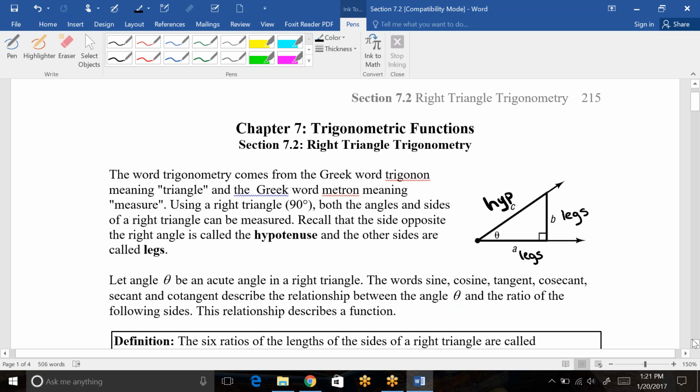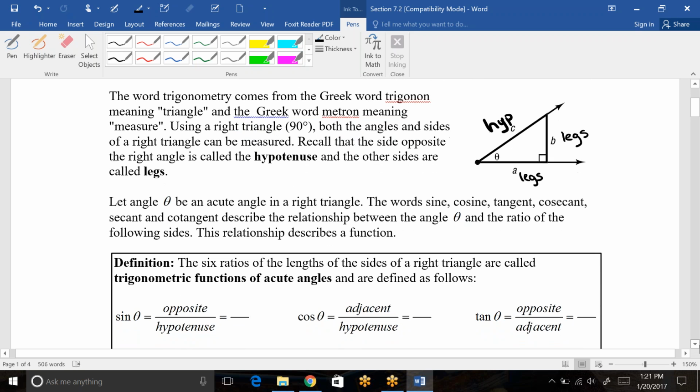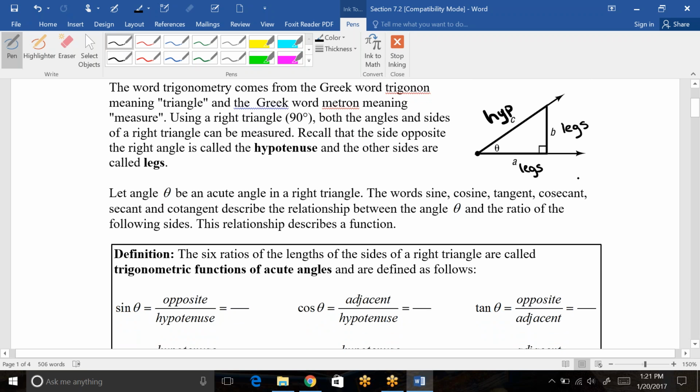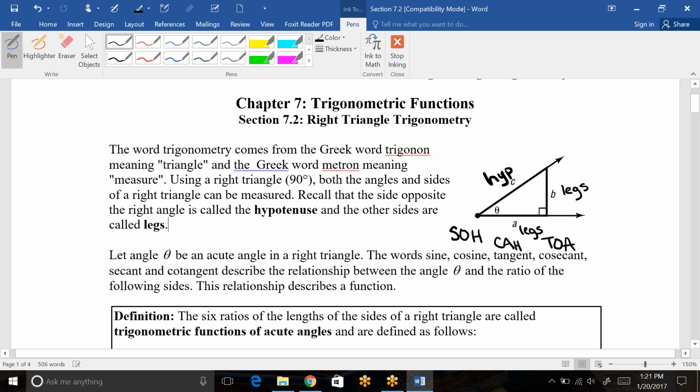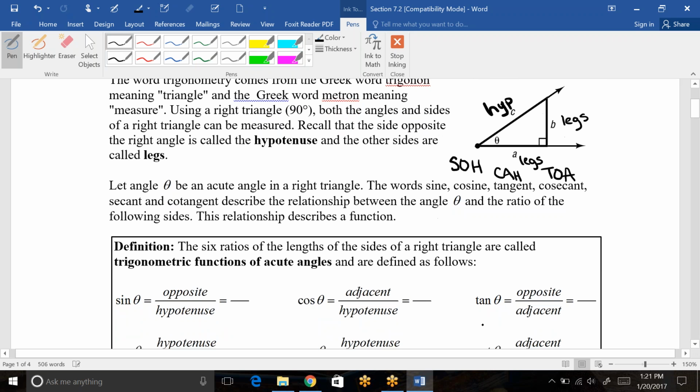Then the words sine, cosine, tangent, cosecant, secant, and cotangent will describe relationships between the angle theta and ratios of these three sides. So we're going to define those ratios right below. And most people have maybe heard this phrase, at least maybe once. One of the ways that we remember this is by a phrase called Sohcahtoa. So I'm going to write that right here. Sohcahtoa. So let's go down and fill in what that means.